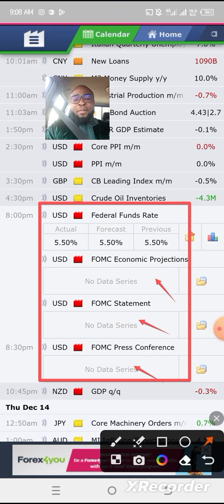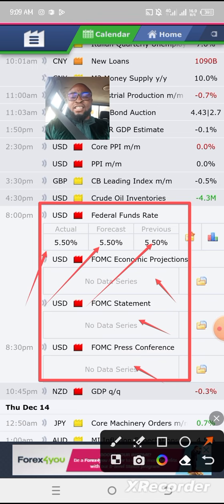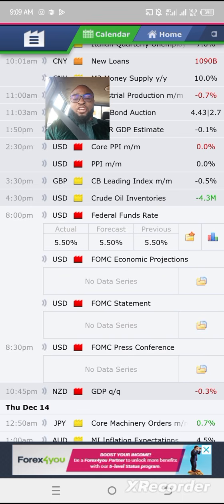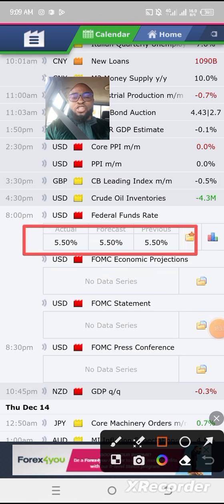But if there is a result like this, look at it, this is the forecast. This is the previous, and then this is the actual. 5.50% previous, 5.50% forecast, 5.50% actual. When the actual was released, it doesn't pass previous, it doesn't pass forecast. We call this result neutral. We call this black result neutral. As you can see, there is a difference between green result and red result. This one is black. We call it neutral result. When there is neutral, the market also decides where to go on its own.